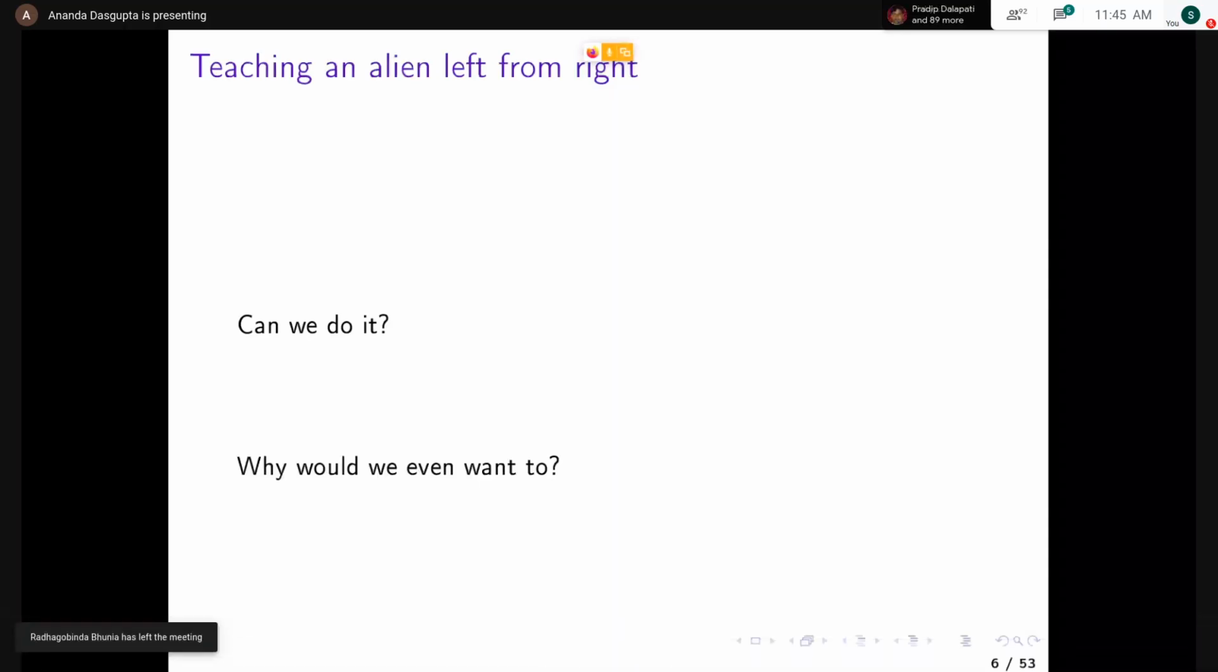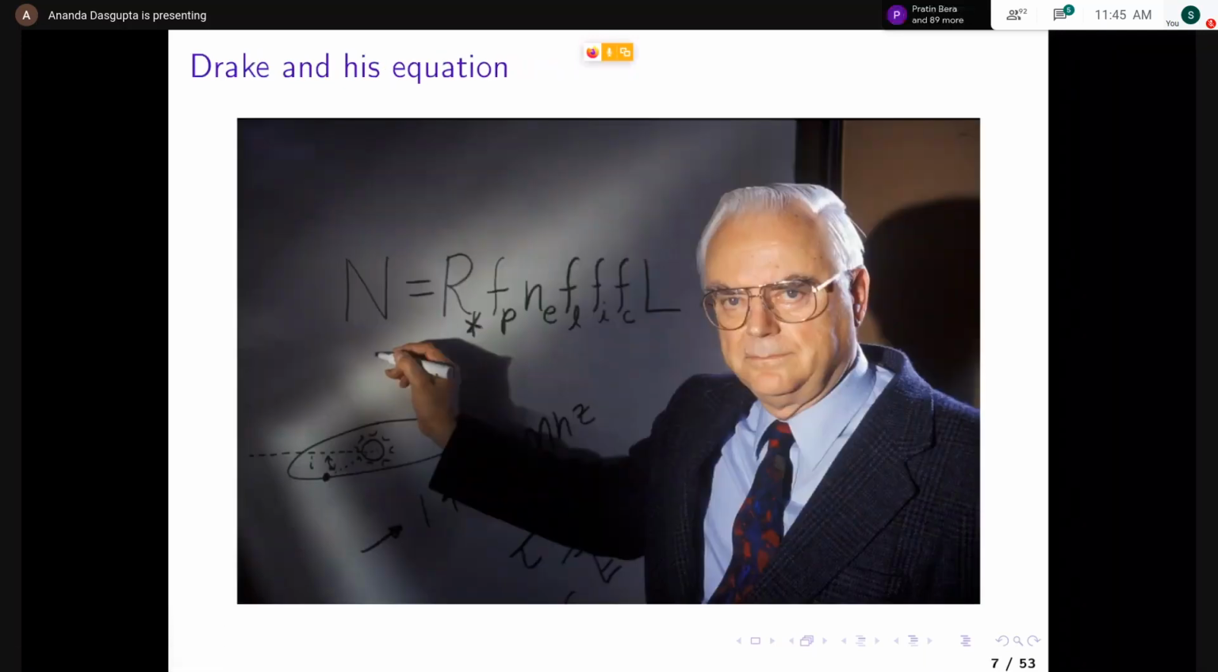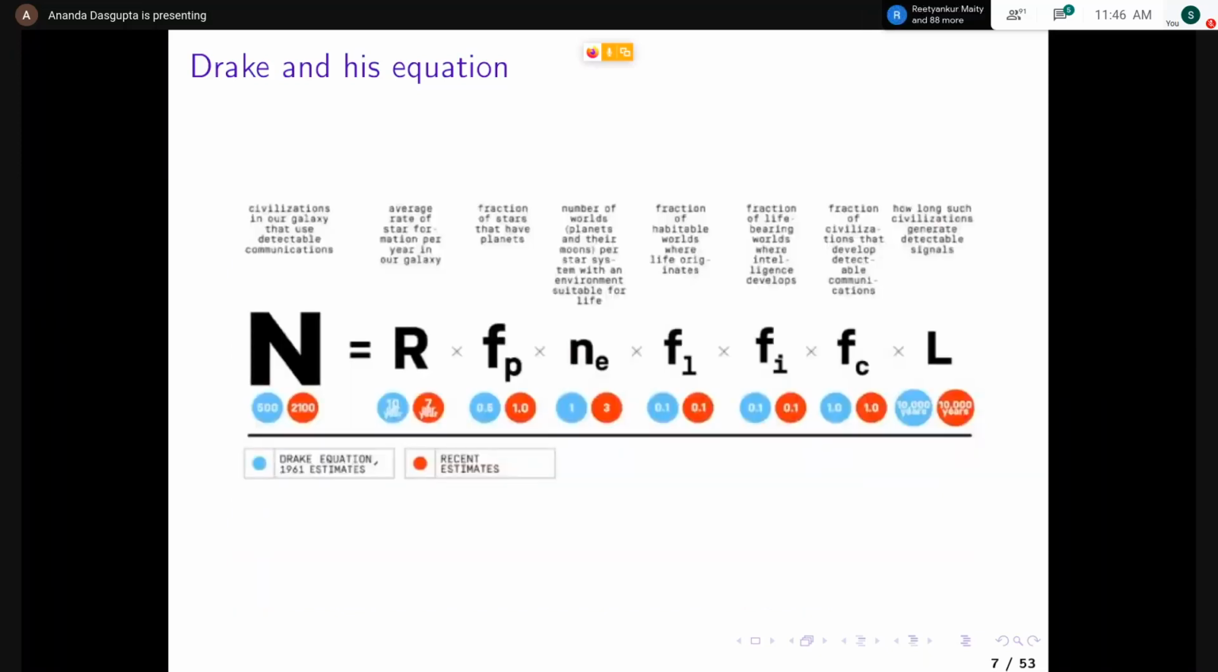So in order to answer this, let me take a brief detour and talk about one person. I'm not going to take much time talking about this because again, this would have been a full lecture on its own. Frank Drake, in the early 1960s, came up with this idea of Drake's equation, which essentially tried to figure out how many civilizations we have in our galaxy that we can communicate with, or that are sending us communications which we can detect.